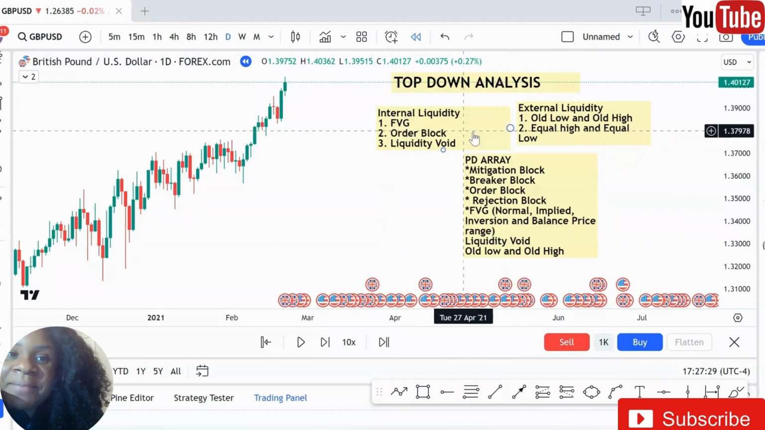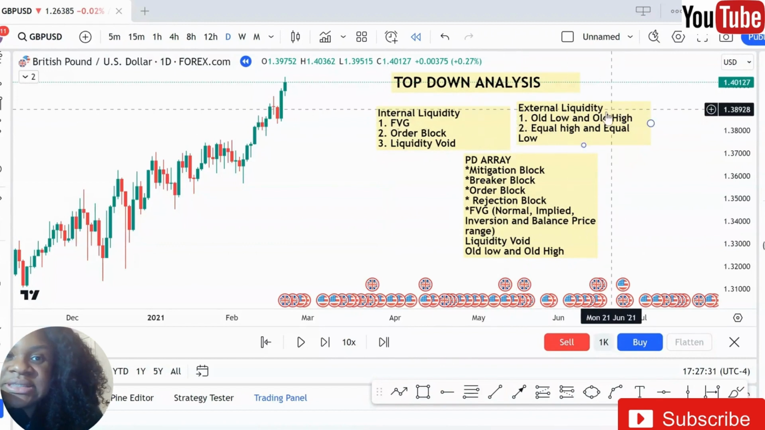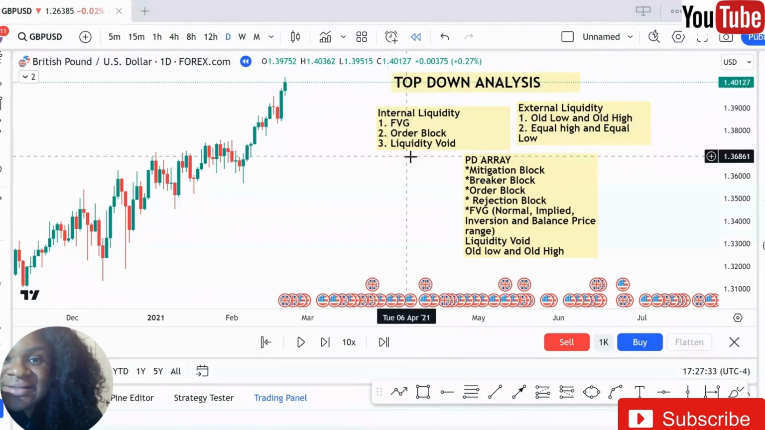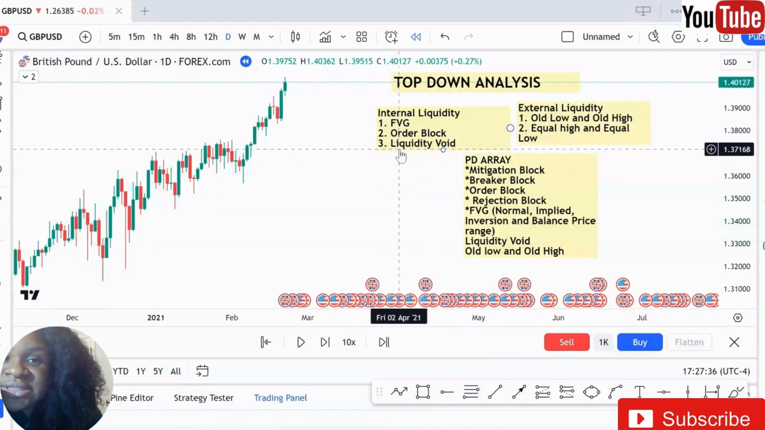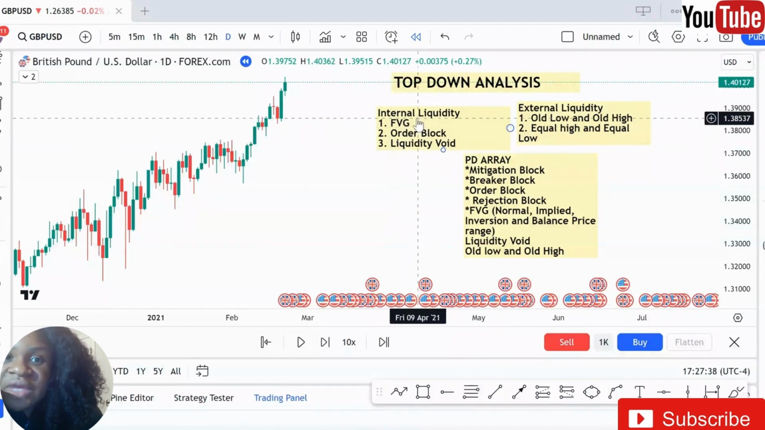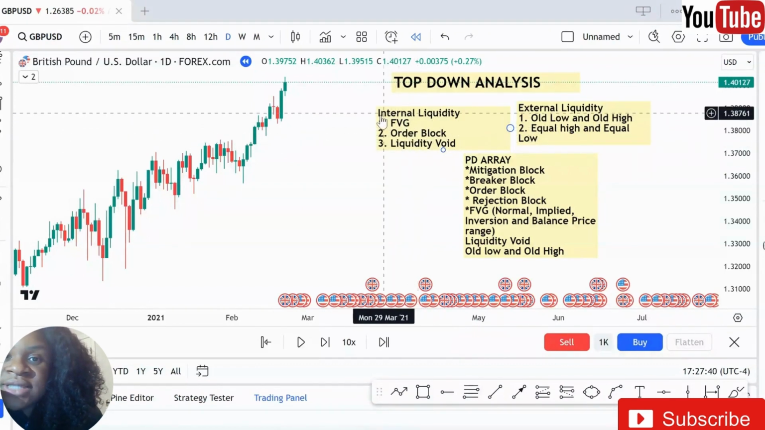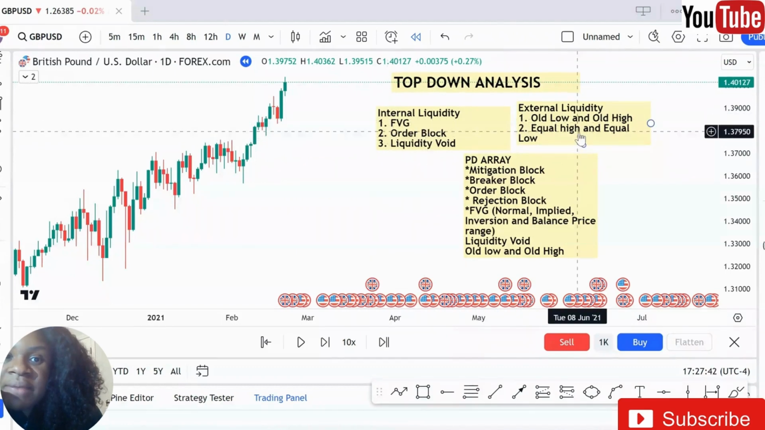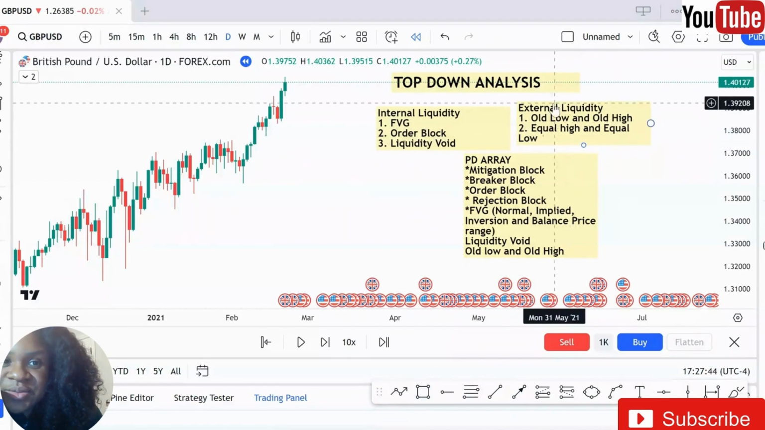Now, anytime the market takes out external liquidity, the market always comes back and takes out internal liquidity, and vice versa. If the market comes in and takes out internal liquidity, the market must come back and take out external liquidity.